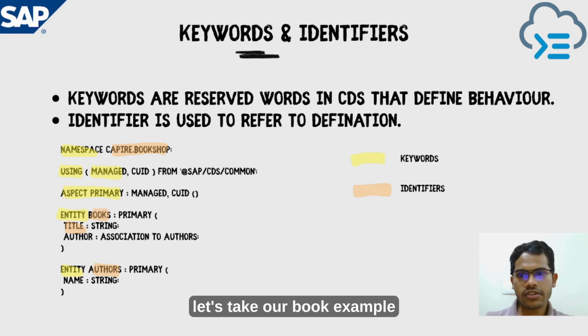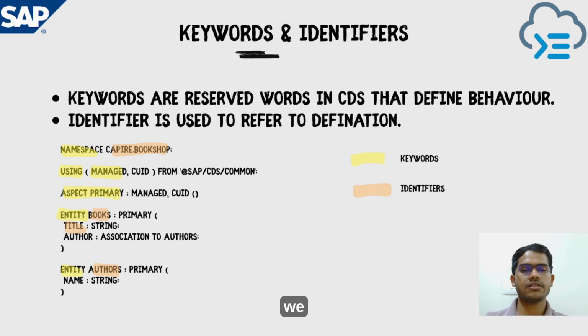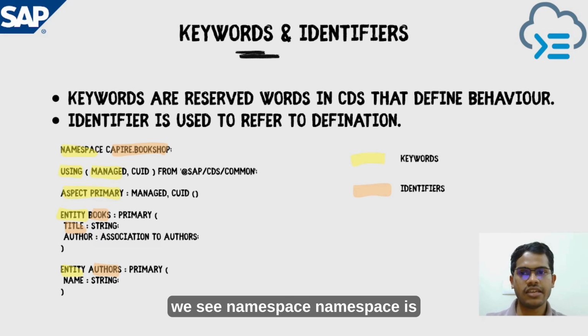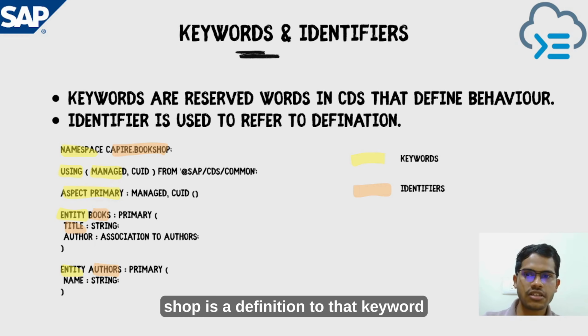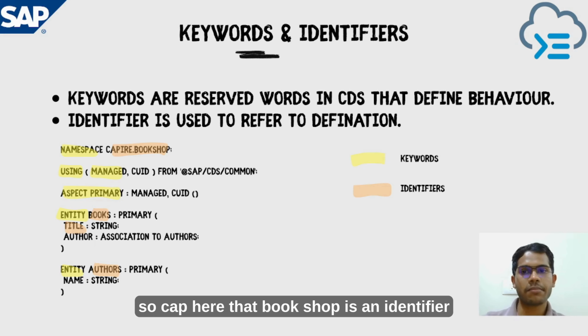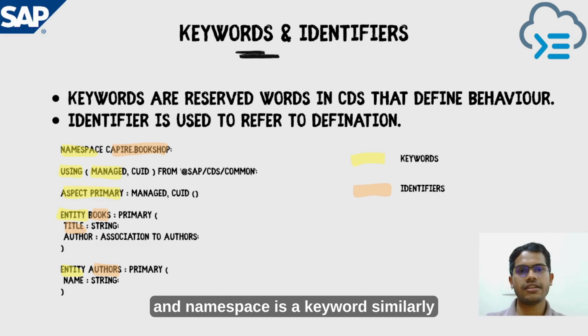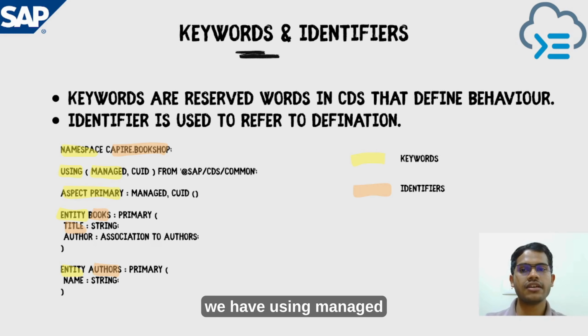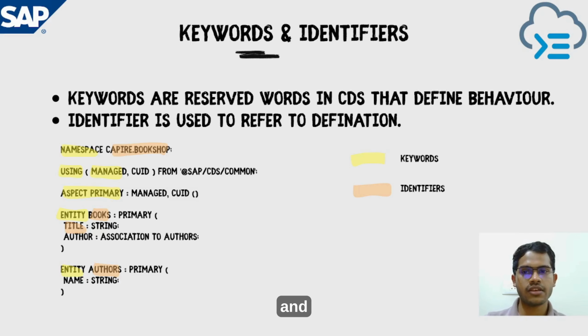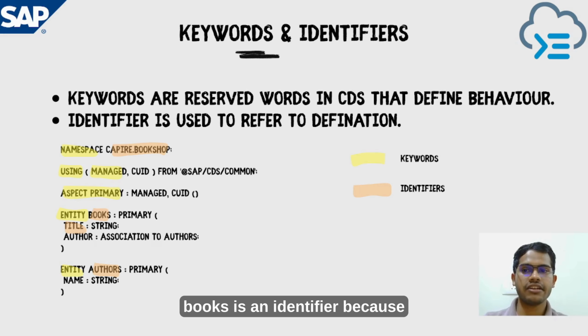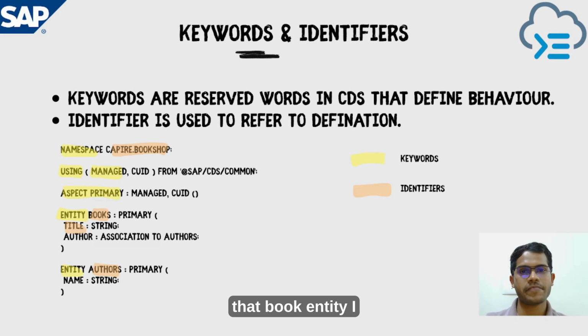So let's take our book example, and we see namespace. Namespace is a keyword and capire.bookshop is a definition to that keyword. So capire.bookshop is an identifier and namespace is a keyword. Similarly, we have using, managed, cuid, entity as keywords, and Books is an identifier because that is used to define the entity.